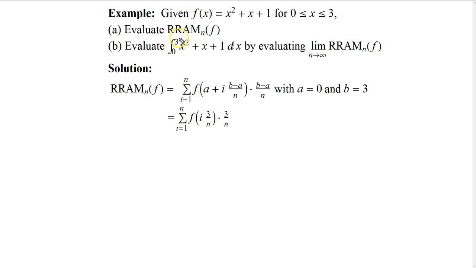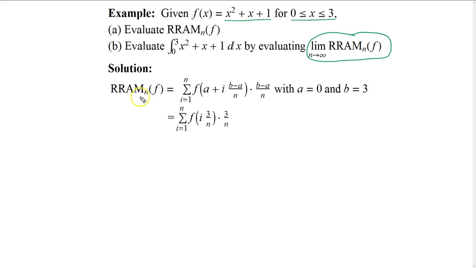In this example, we want to go over how to evaluate the RRAM of a function and how to use it to evaluate the definite integral. Here we're given the function f of x equals x squared plus x plus 1 for x between 0 and 3, and we want to evaluate the RRAM of f, and then evaluate the definite integral from 0 to 3 of our function by evaluating the limit as n goes to infinity of the RRAM. By definition, this quantity right here will be our definite integral from 0 to 3.